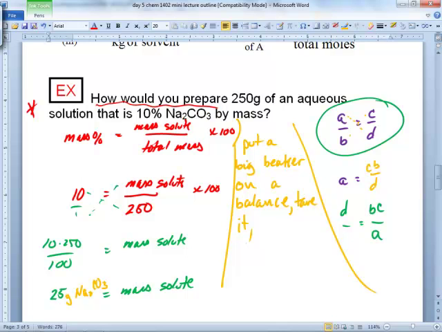Add 25 grams sodium carbonate. Then add blank until 250 grams, until a total, or whatever you want to call it. But we didn't tare it again, so until 250 grams is reached.